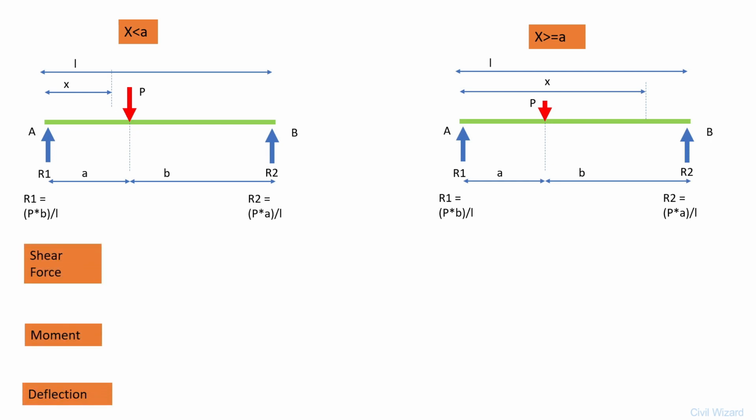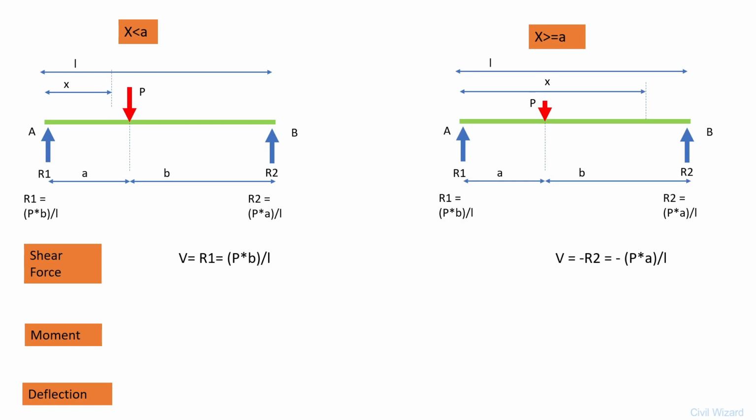For each of these cases, we need to understand the respective formulas for shear force, bending moment, and deflection. The formula for shear force when x is less than a is equal to the reaction at point A, R1, and when x is greater than or equal to a, the formula will be negative R2. And it is very easy to calculate the reactions R1 and R2 by using some equilibrium equations and by taking moments at the supports.